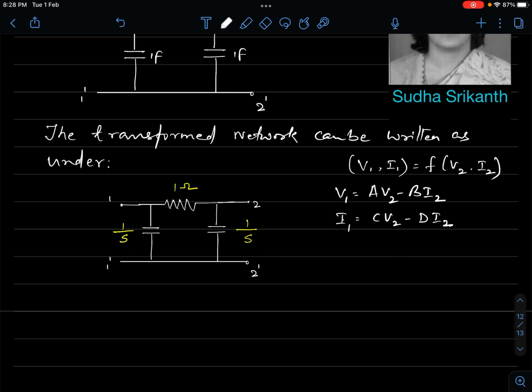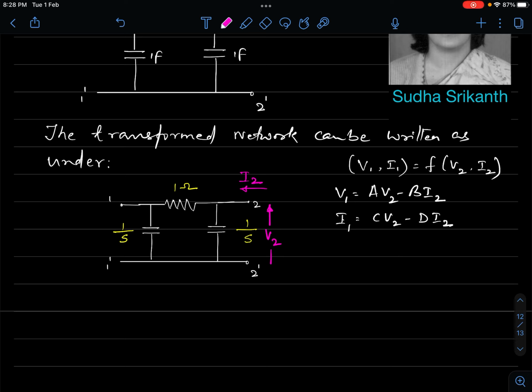Now if we can make I2 zero, what is that supposed to mean? If we can open the port 2 and 2 dash, where do we have I2? We will mark that also, so that we won't make any mistake. So the output parameters are V2 and I2, where terminal 2 is at the positive end and 2 dash is at the negative end.